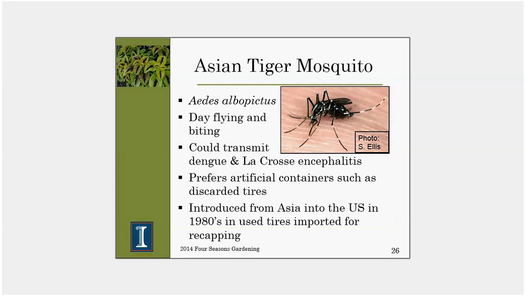If you've ever known, you really can't get all the water out of a tire by dumping it over. There's always some water that stays in the tire. That's the way the tire's made. And so we end up getting a problem with this mosquito, which can transmit some really nasty diseases. Dengue is a disease which is common in the Caribbean.